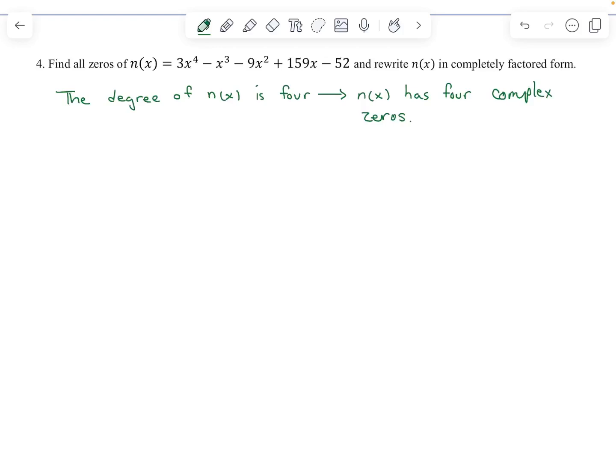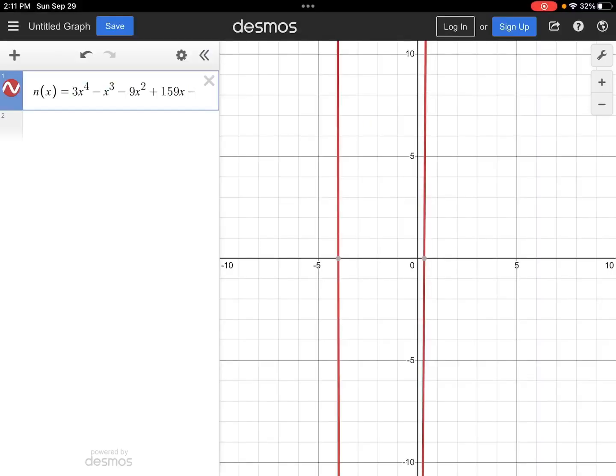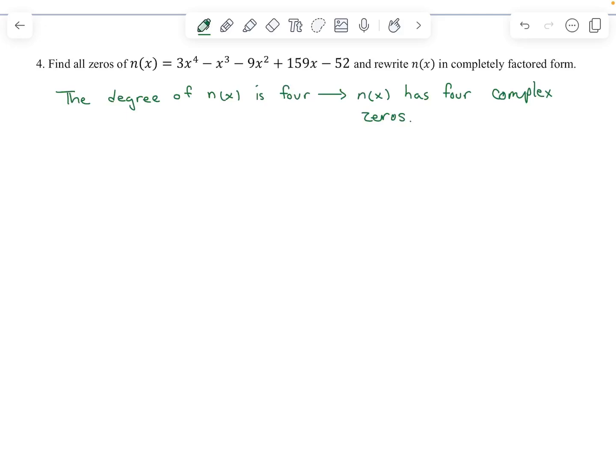And to do this, I'm just going to graph this function in Desmos. So I've gone ahead and graphed n of x in Desmos. And notice that n of x has 2 horizontal intercepts. And there are 2 rational zeros, one at -4 and one at 1/3. I'm going to use these rational zeros to find the other 2 zeros. So from Desmos, x is equal to -4 and x is equal to 1/3 are zeros.